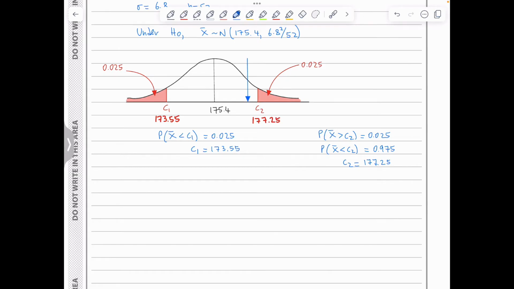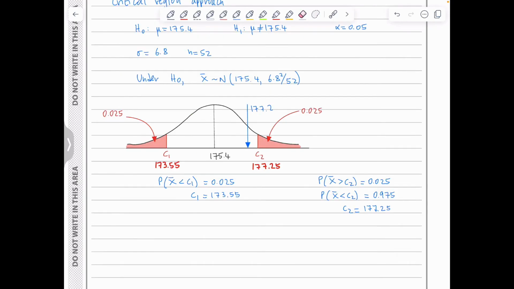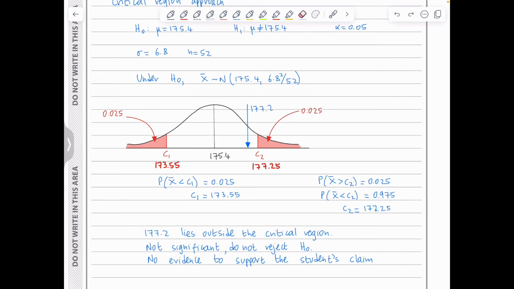Well, what we have seen is 177.2, so we can see that it doesn't lie within the critical region. And therefore we simply need to state that 177.2 is outside the critical region. This means we are looking at a non-significant result. We do not reject H0, which means that we have no evidence to support the student's claim.